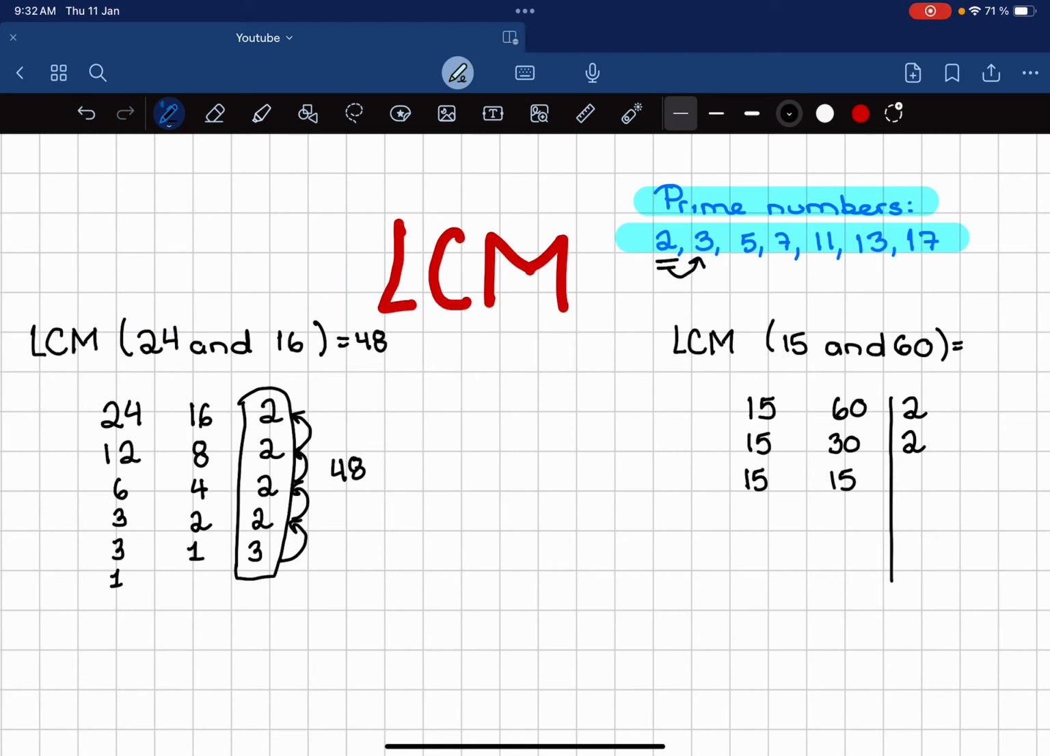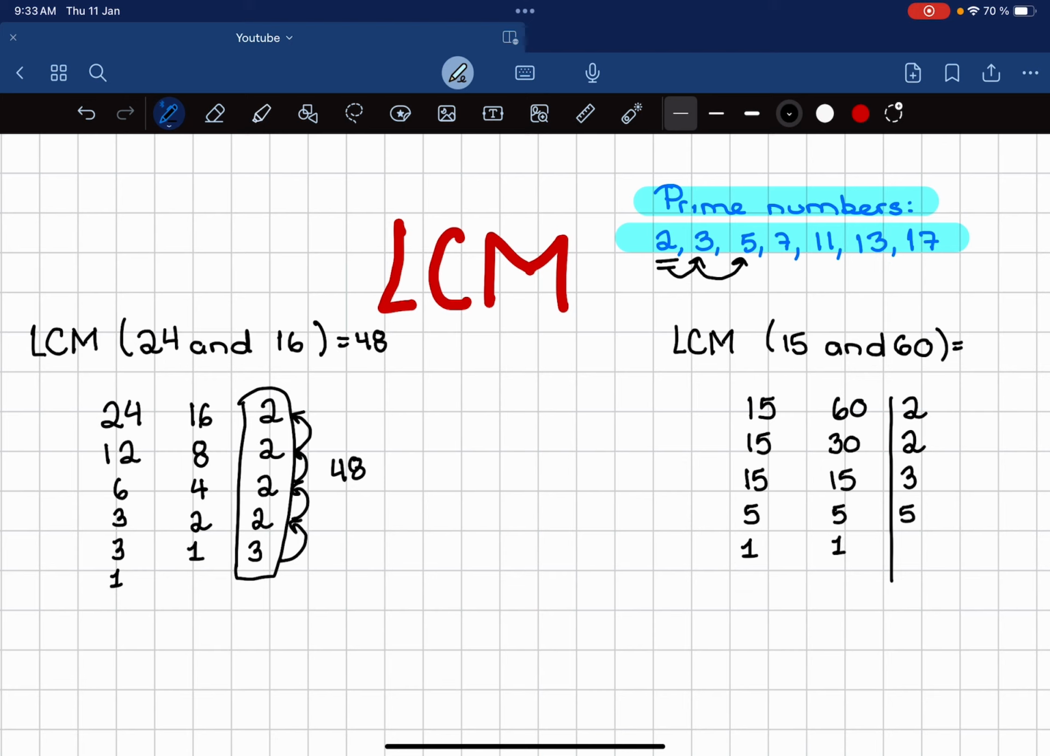Is any of those two numbers divisible by 3? Yes, actually both of them. So we put the 3 here, and we put the answers below, which are 5 and 5. Now we have 5 and 5. Are any of those two numbers divisible by 3? No, so we go to our prime numbers and we jump to the next one, which is number 5. Are 5 and 5 divisible by 5? Yes, so we put the 5 here. The answer is below. 5 divided by 5 is 1.